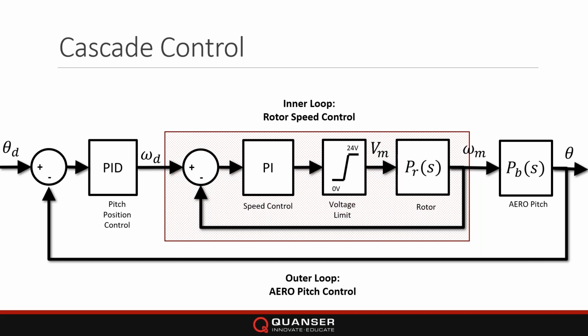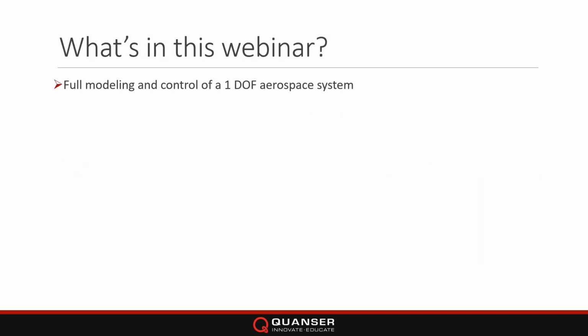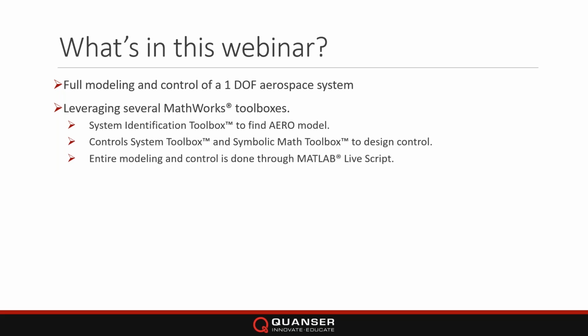So that's what we're going to be doing today. To summarize what to expect in this webinar, it's going to be full modeling and control of the DOF Aerospace system, like I mentioned. While we're doing this, we're going to be leveraging several MathWorks toolboxes, namely the System Identification Toolbox to find the AERO model. We're going to use the Control Systems Toolbox and the Symbolic Math Toolbox to design the controller.